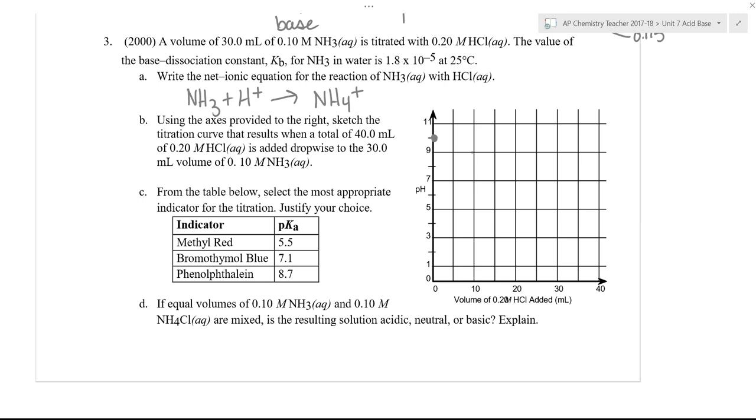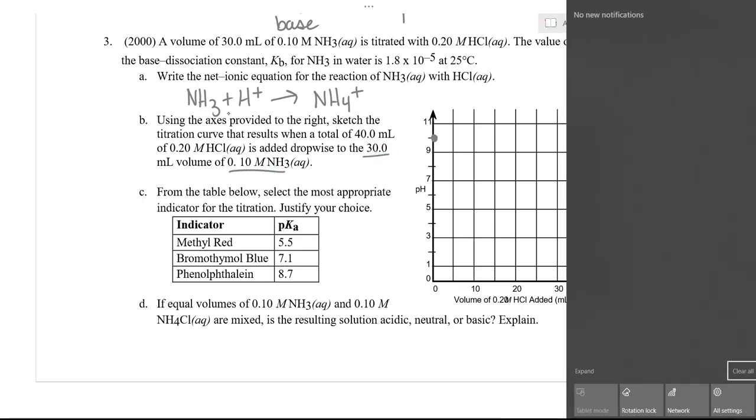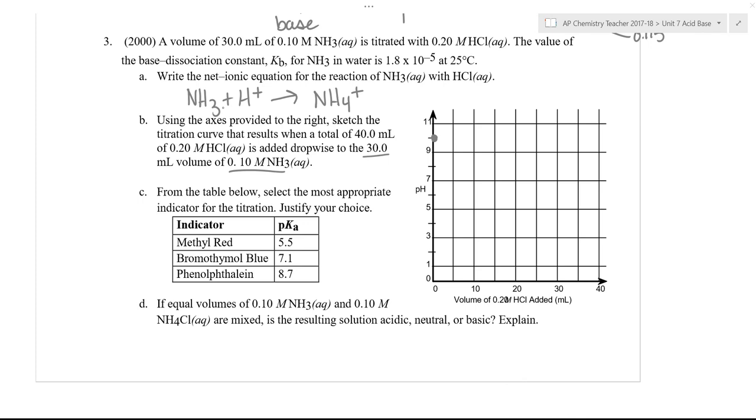The reason why you know that is because the equivalence point is the point at which your moles are equal, and where you've added an equal number of moles of your acid and your base. You can find moles of base by taking molarity times volume. So 0.1 molar and 0.03 liters, we've got 0.003 moles of NH3. So at the equivalence point, you want that number of moles of H+.